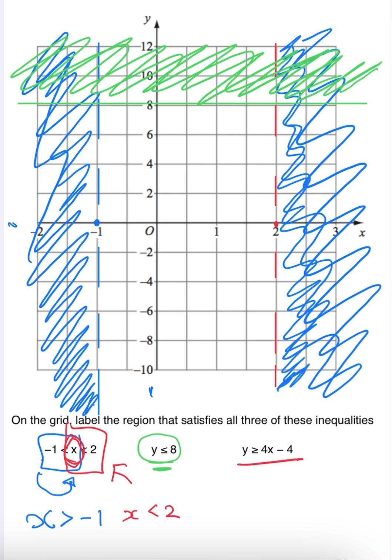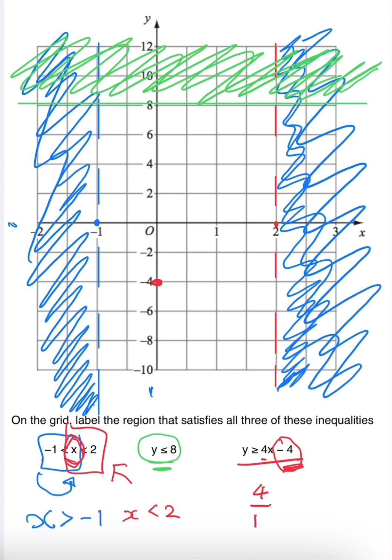And the last one is already in a friendly format. y is greater than or equal to 4x take 4. So what's the y-intercept? It's this part here, -4. Make sure that you include the sign. -4, so here it is here. -4 on the y-axis, and our gradient is 4. So if you remember from the previous video, we have y step over x step. 4 is the same as 4 over 1.